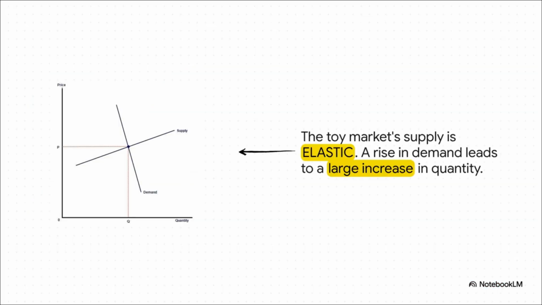Now, if we map this out, you can see what's happening. The supply curve for something like toys is usually kind of flat, and that's our big visual clue that it's elastic. So when that huge wave of demand hits, look at this. The price bumps up, sure, but the real story is the quantity. It expands by a ton. The factory can seriously ramp up production to meet all that new demand.